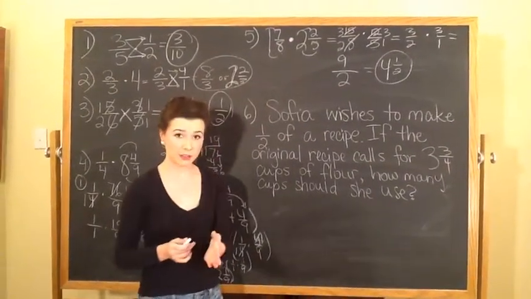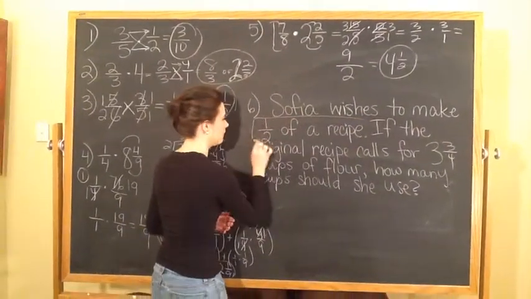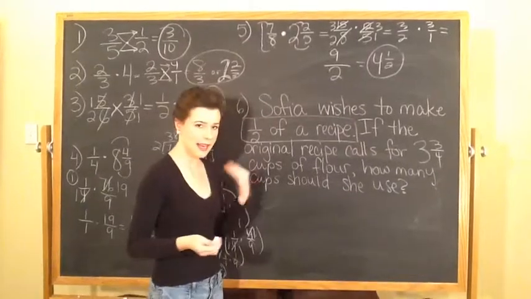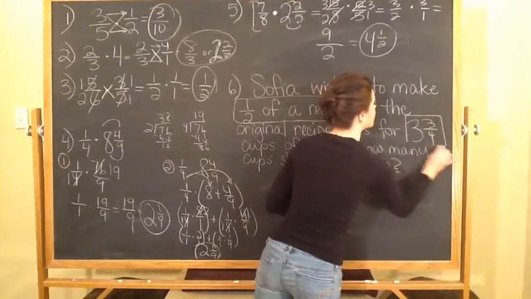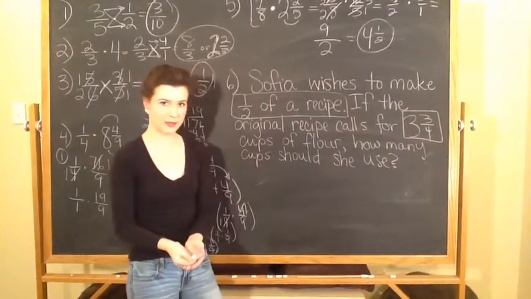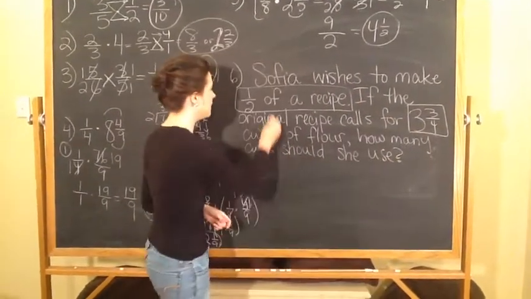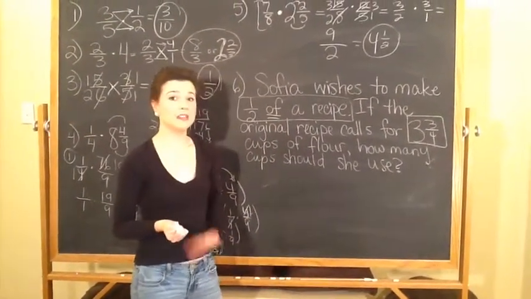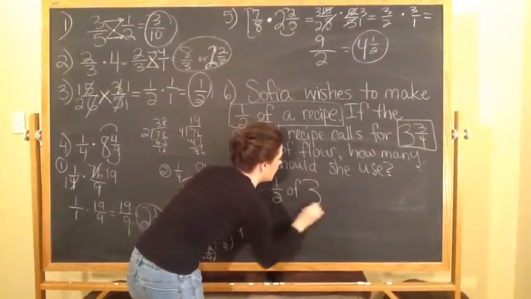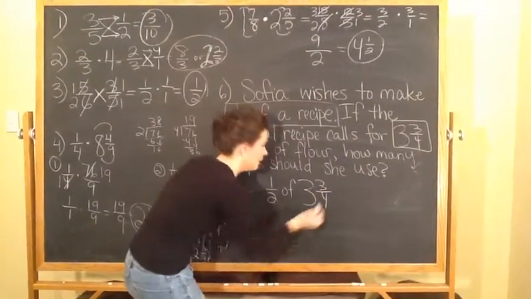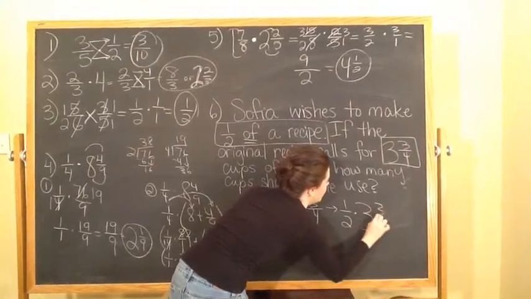Alright, so the first thing I want you to pick out is that we are making half of a recipe. So we're not making a whole recipe, we're making half of it. Another thing you need to pick out is that you need 3 3/4 cups for a whole recipe. So we're dealing with these two numbers. We're going to be taking half of this number. Anytime you see the word half of, it means multiply. So basically we're doing 1/2 of 3 3/4. Or you can write it as 1/2 times 3 3/4.